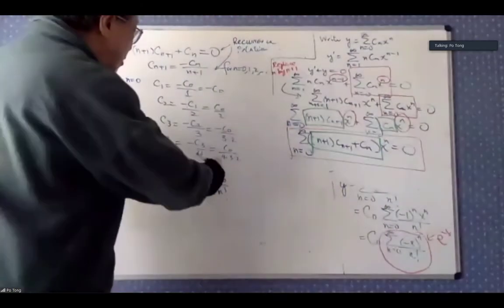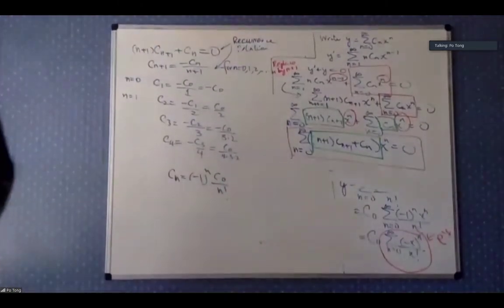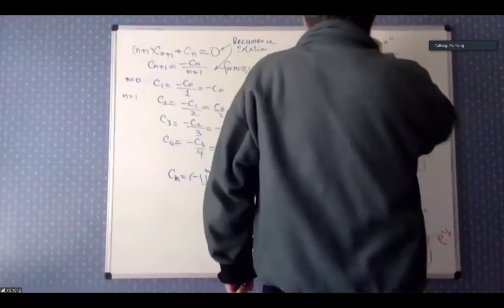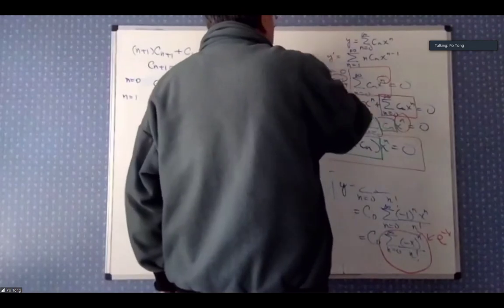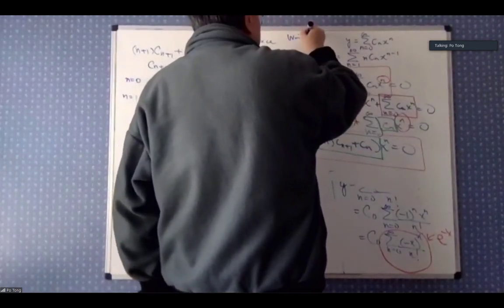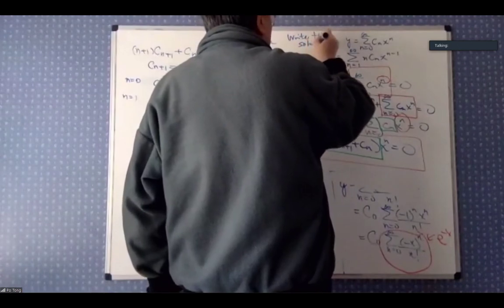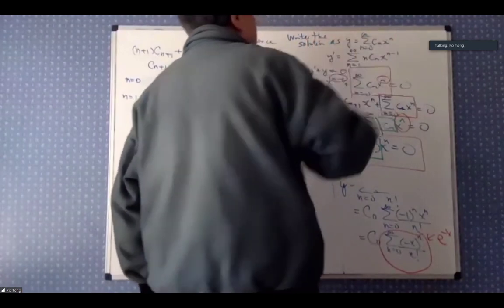So at the end, okay, maybe I should write one more line. So at the end, my answer will be, because remember the beginning, write this one. Okay, maybe I should be more explicit. Write the solution as this.